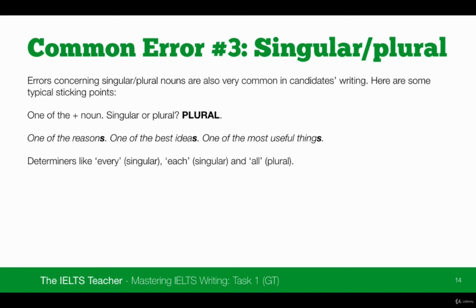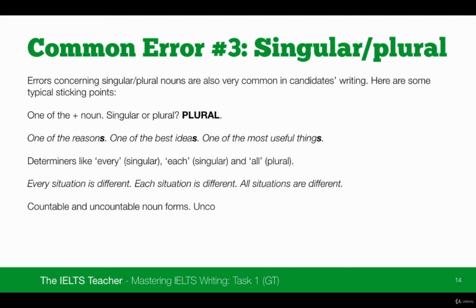Now, determiners like every, each and all can often cause confusion as well. Notice every and each, they both are followed by singular, and all is followed by plural. So let's have a look at this. Every situation is different. Each situation is different. All situations are different. And there you can actually see an example of the conjugation issue coming up again. So these common errors sometimes overlap.